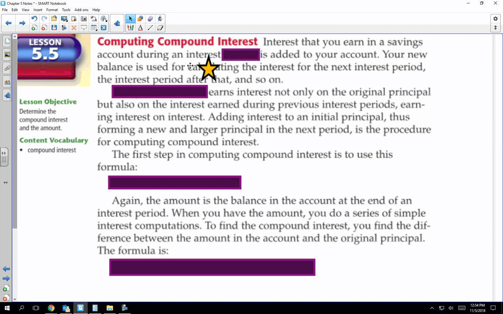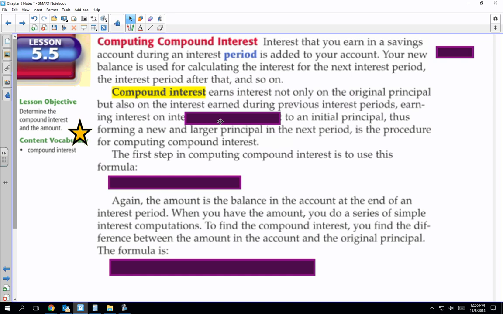Interest that you earn in a savings account during an interest period is added to your account. Your new balance is used for calculating the interest for the next interest period, the interest period after that, and so on. So it gets bigger and bigger with more time.